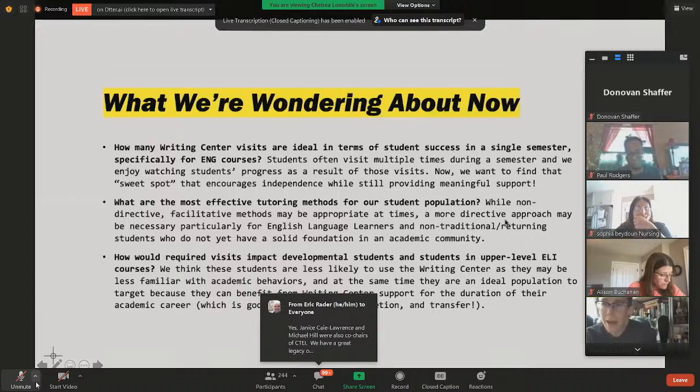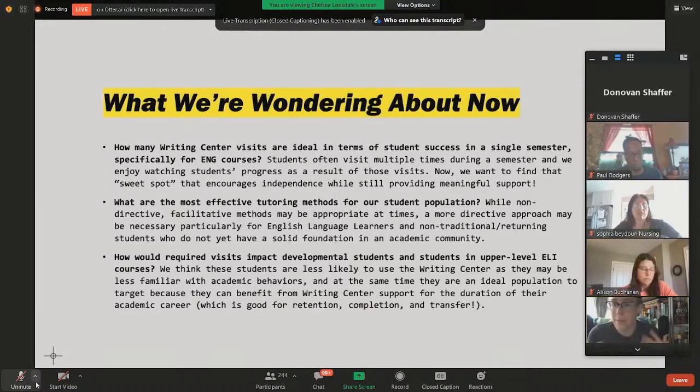Here's what we're wondering about now. We want to know how many Writing Center visits are ideal in terms of student success in a single semester, specifically for English courses. Students come a lot, so is there a magic number? Is it like 3 visits, and beyond that, the impact starts to peter out? Or, we would assume that 25 visits might be a little excessive, because we want to find that balance between getting support and recognizing that talking to an experienced writer is good, but also we want independence. So where's that sweet spot?